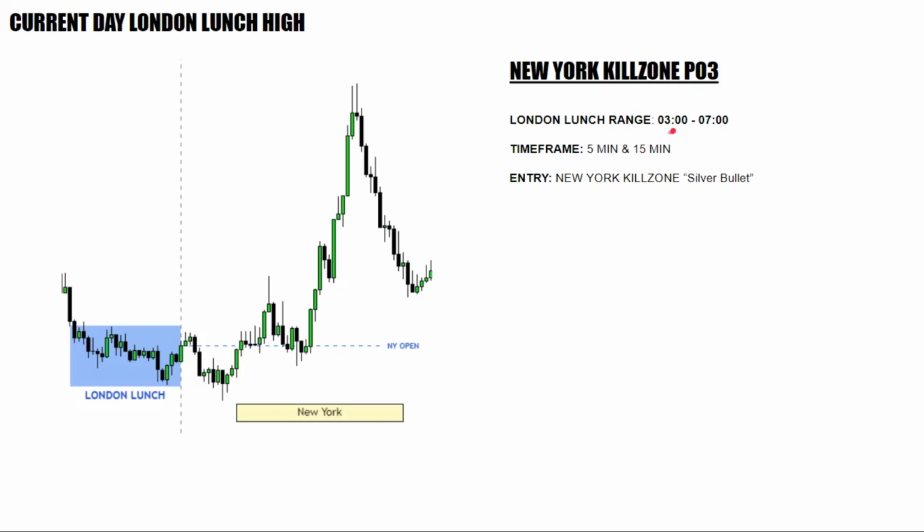And then you look for price. If you are expecting a potential reversal, you look for price to sweep the London lunch low, which is pretty much this low right here, like that, and then reverse. So I'm just gonna break down this whole pattern.